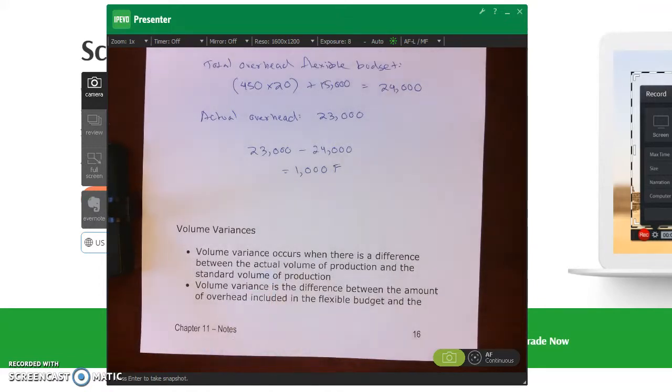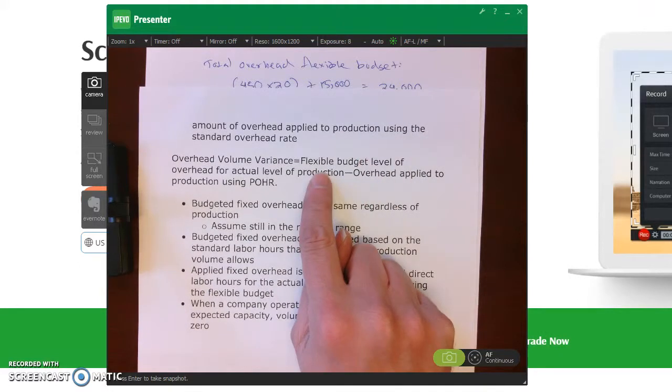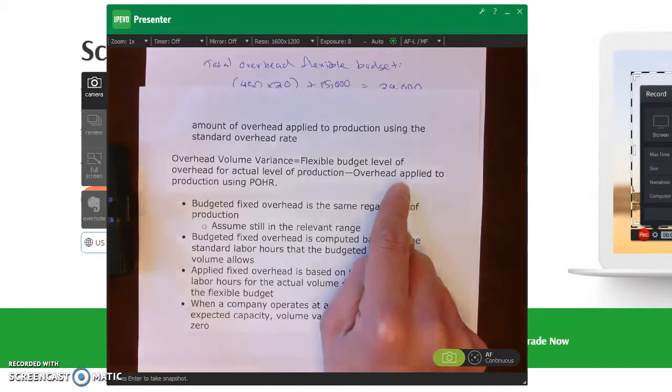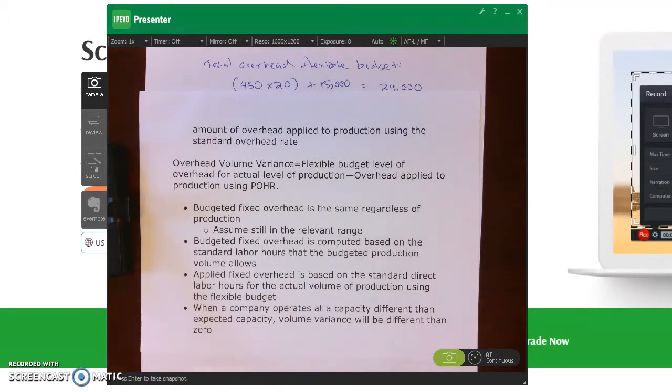That's going to occur when there's a difference between the actual volume of production and the standard volume of production. So the volume variance is the difference between the amount of overhead included in the flexible budget and the amount of overhead applied using the standard overhead rate. The way we calculate that is we take our flexible budget level of overhead for the actual level of production minus the overhead applied to production using the predetermined overhead rate.